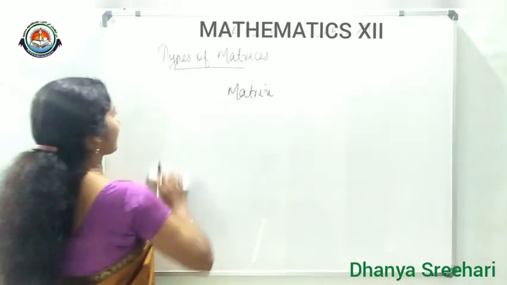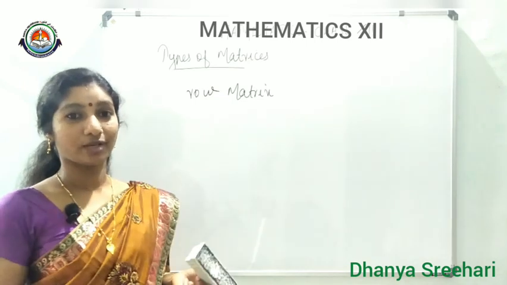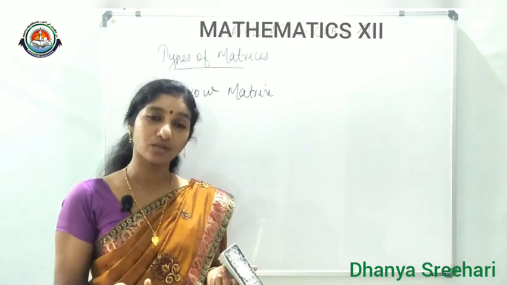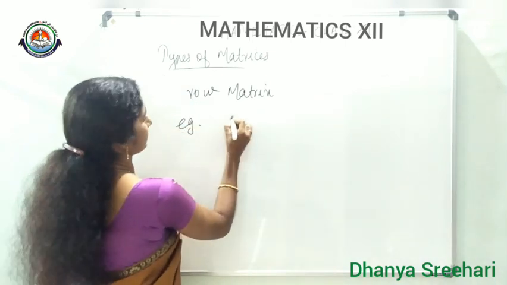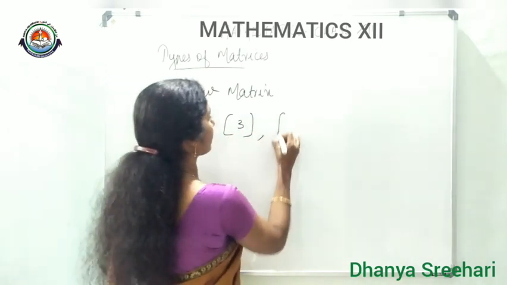Then the next one is row matrix. What will be a row matrix? Like a column matrix, if it has one column we call it a column matrix, and if it has only one row, we call it a row matrix. Example: 3, having a single row, so it's a row matrix.